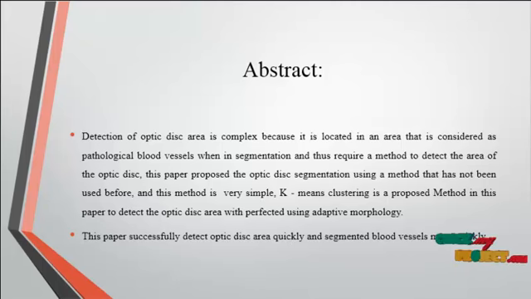If the distance between the cup and the disc region is more, it means the iris region is affected. Otherwise, if the distance between the cup and the optic disc is low, it means the disease is not affected. This paper successfully detected the optic disc area quickly and segmented the blood vessels more quickly.